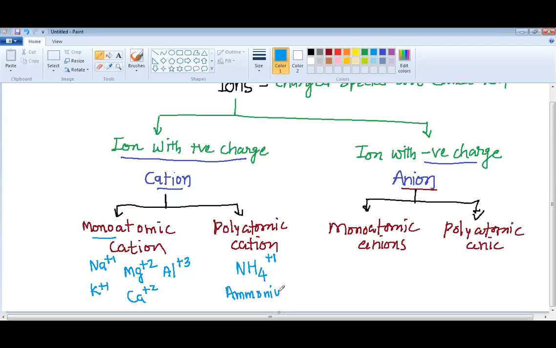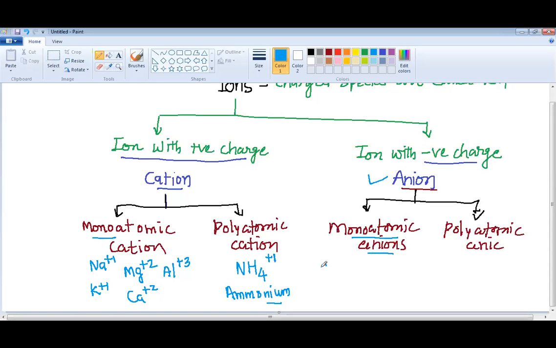Please remember, my dear students, that the ammonium ion is the only polyatomic cation. Now, my dear students, we want to study the anions. When we study the anions, we will see that there are monoatomic anions.